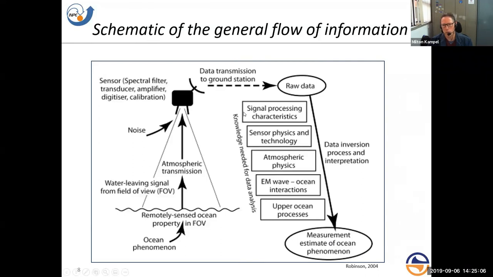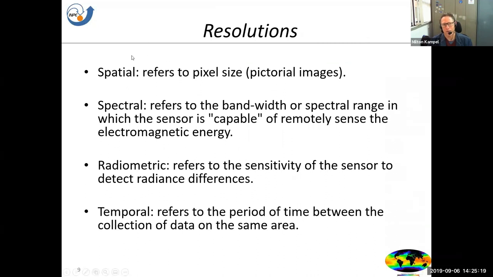And of course, you're going to have to deal with different steps from calibration to atmospheric correction and to inferring the wanted information. It's important also to realize that orbital sensors have different resolutions: spatial, spectral, radiometric, and temporal. Spatial refers to the pixel size, spectral refers to the bandwidth or spectral range of the channels available. Radiometric refers to sensitivity, the number of bits the sensor uses to register your information or signal, which in truth is radiance. And the temporal resolution refers to the period of time between collections of data on the same pixel or area, if you wish.